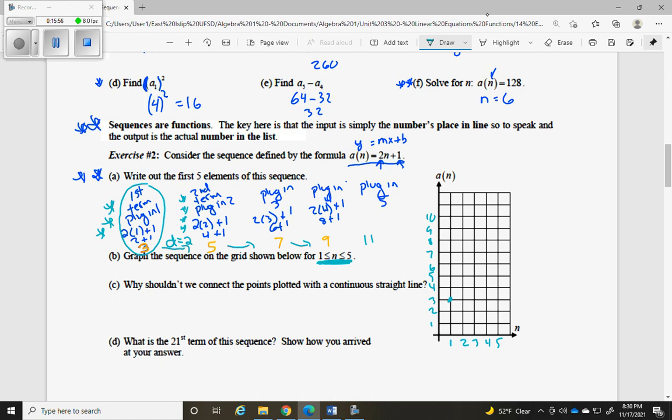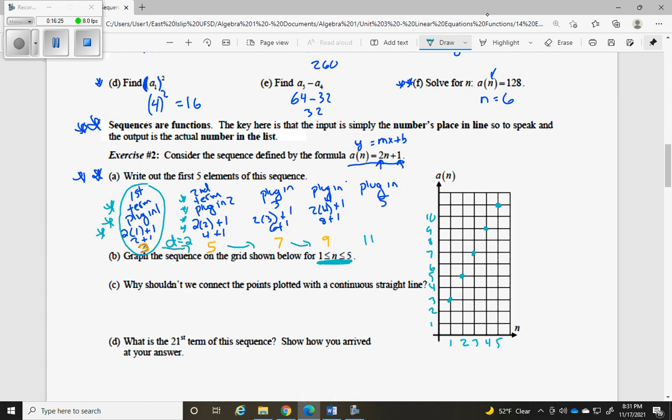My second term is 5. My third term was 7. My fourth term was 9. And my fifth term was 11. I'm not going to connect these. So with linear equations, we always connected with a straight line. But since this is a sequence of numbers, and there's a first term, a second term, a third term, it really is the numbers placed in line. There's nothing in between those terms.